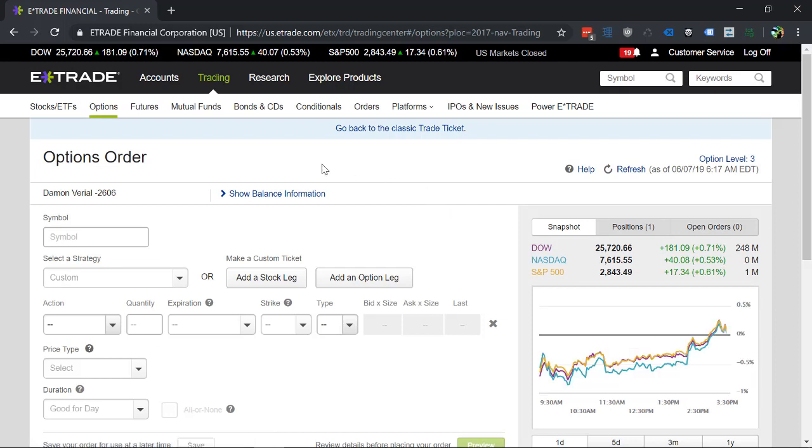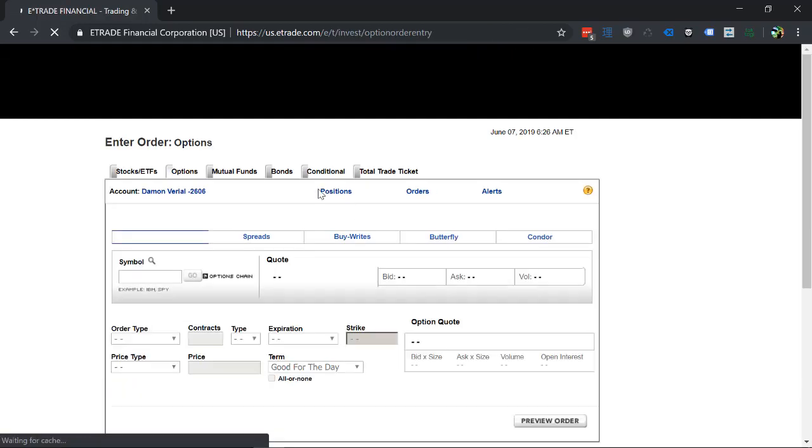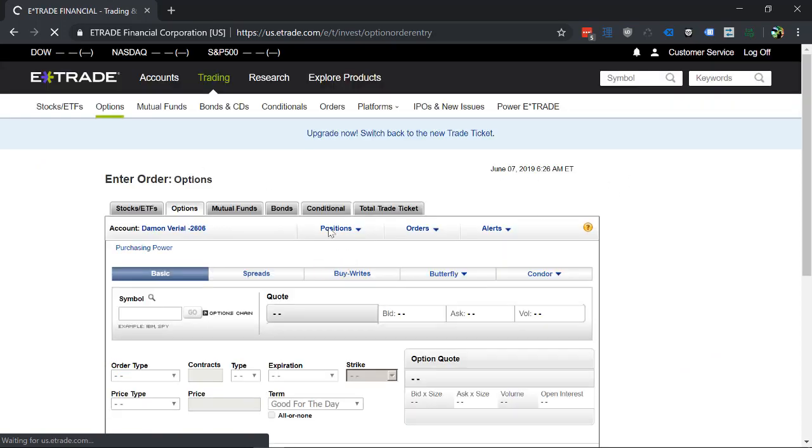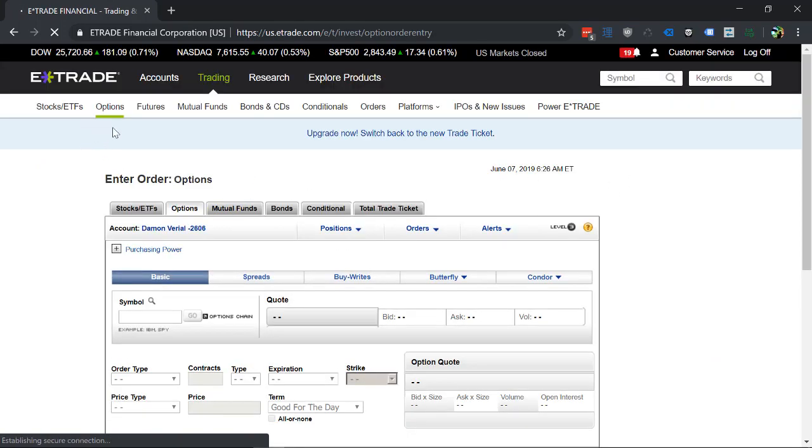Now I've updated this video for 2019, but there's a link to my old video below, and all that is using this classic trade ticket up here. So you can still apply that old video's info with this layout. It's the same stuff, same application basically, but a different layout. So we go back to the normal one that you're going to see for 2019.